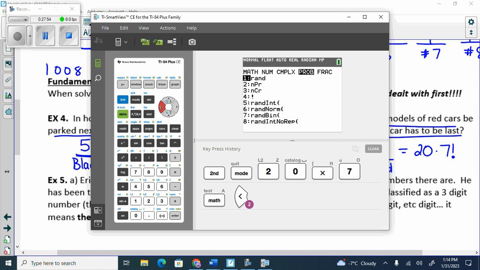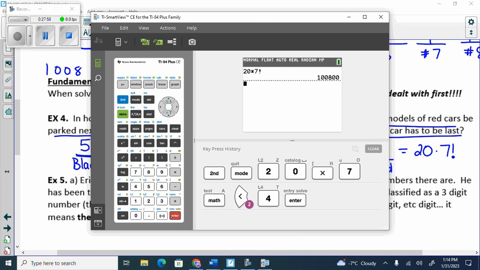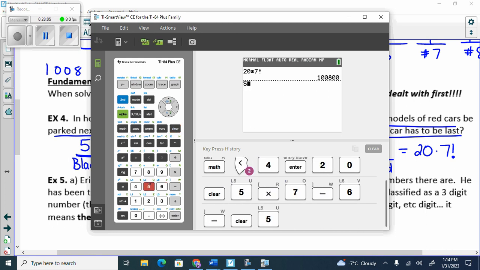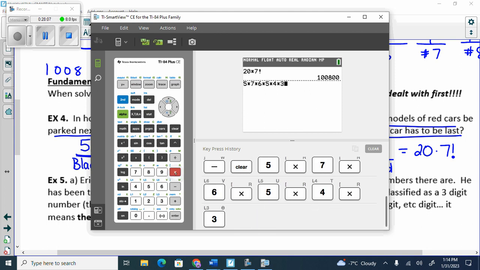It's either going to be 2, 3, or 4. Well, we need the blast off button. So we're going to press 4. And poof, we get an answer. Or we can go 5 times 7 times 6 times... Ooh, that is a subtraction sign. 5 times 7 times 6 times 5 times 4.